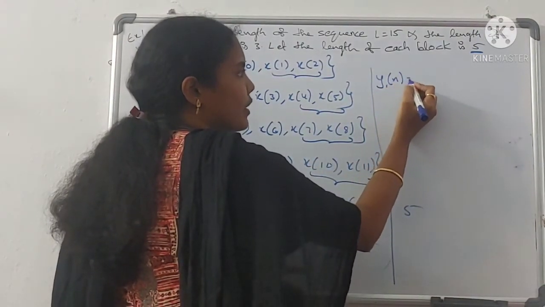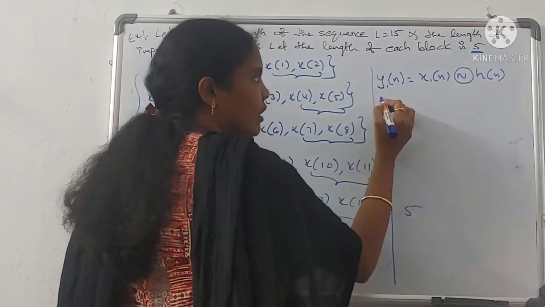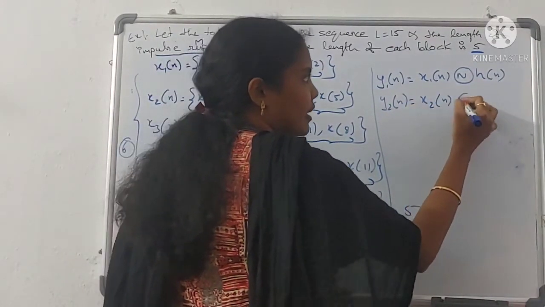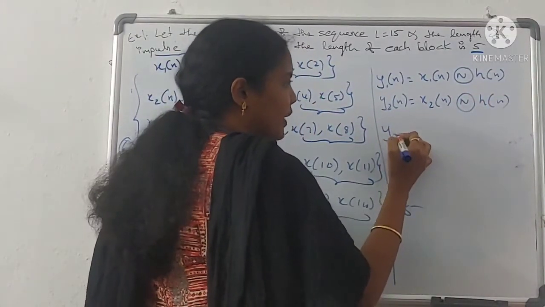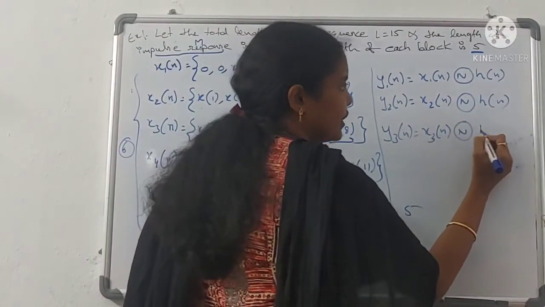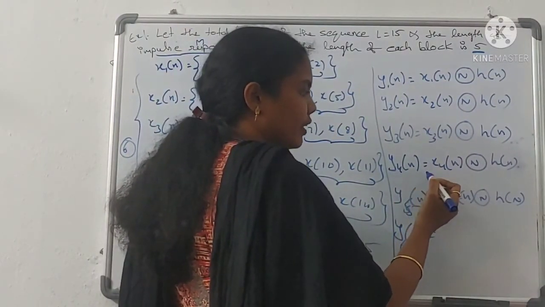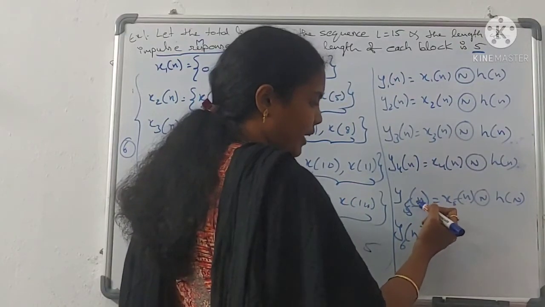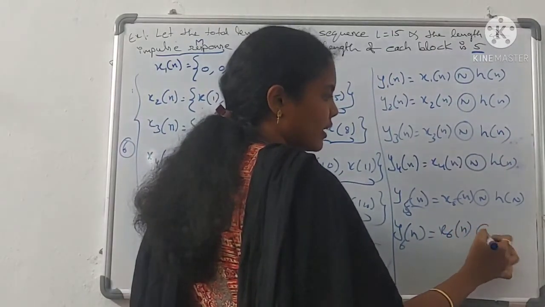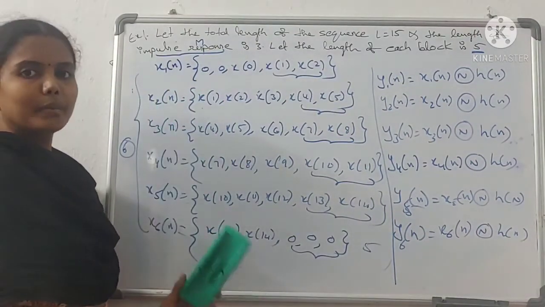After getting 6 blocks of data, you have to find y1 of n, which is equal to x1 of n circular convolution with h of n. y2 of n is x2 of n circular convolution with h of n. y3 of n is x3 of n circular convolution with h of n. In the same way for y4 of n, y5 of n and y6 of n, which is x6 of n circular convolution with h of n. Okay, so this is the overlap save method.